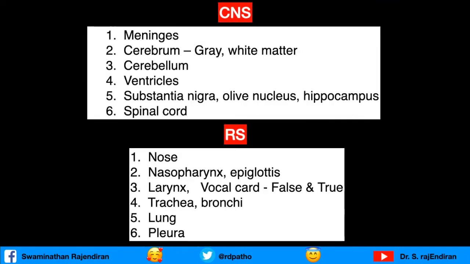In the CNS, you have to know the meninges, cerebrum, gray matter and white matter, cerebellum, ventricles, substantia nigra, olive nucleus, and hippocampus, and spinal cord. Respiratory system starts with the nose, nasopharynx, epiglottis, larynx that has a vocal cord, both false and true vocal cord. And morphologically, you can differentiate them without the history. We will see it in detail in the further videos. Then trachea and bronchi, lung parenchyma, and pleura.